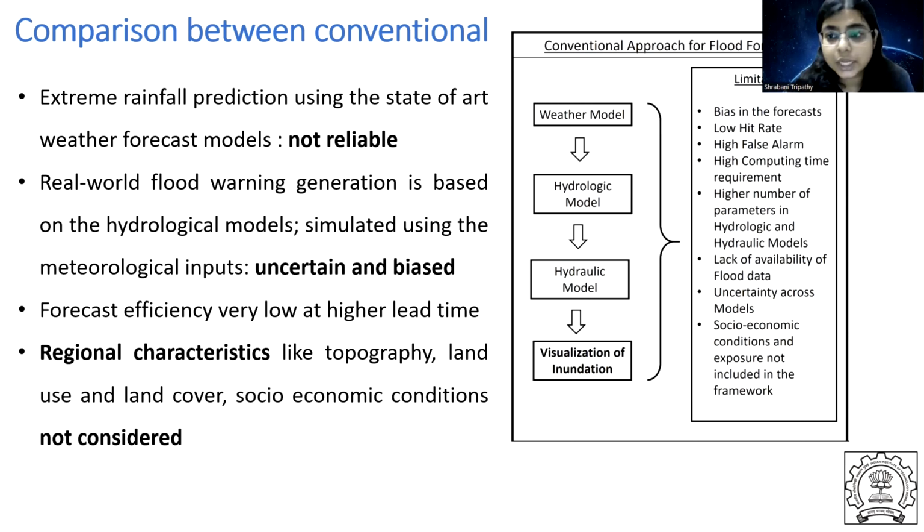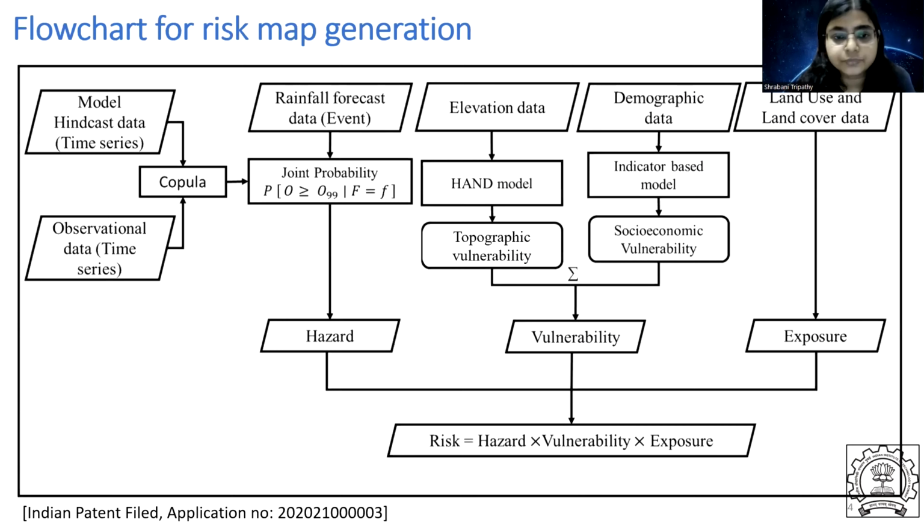The major drawback of the traditional flood forecasting system is that flood warning generation for two separate regions, let's say for an urban area and for a barren land, only depends on the inundation value. However, the severity that the area suffers doesn't only depend on the amount of rainfall or the amount of flood. It also depends on regional characteristics like topography, land use, land cover, socioeconomic vulnerability, etc., which are not considered while generating these warnings.